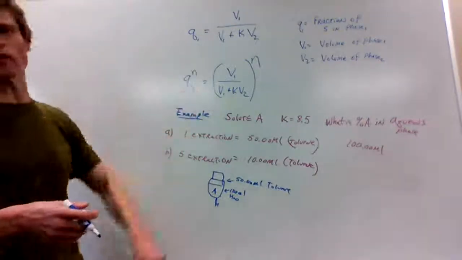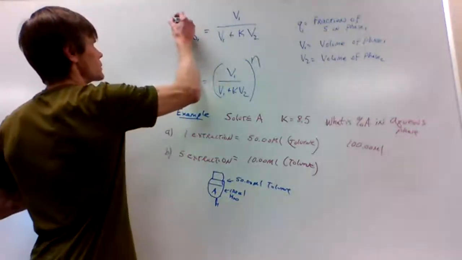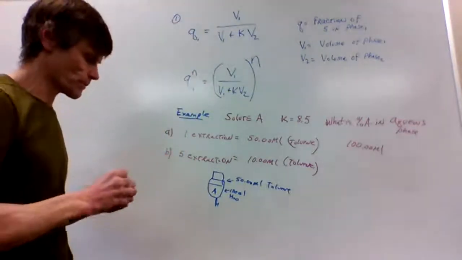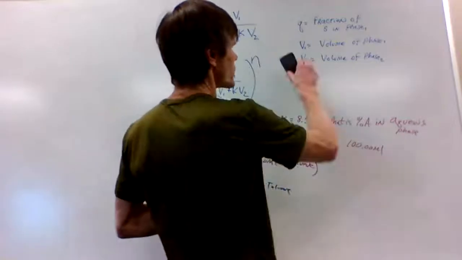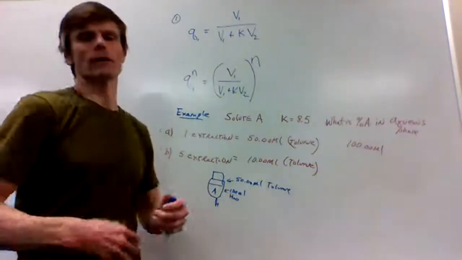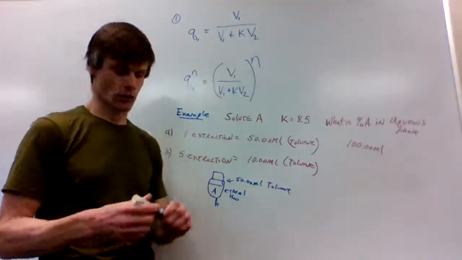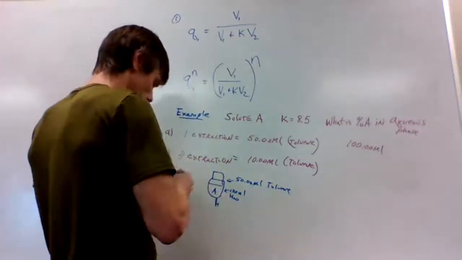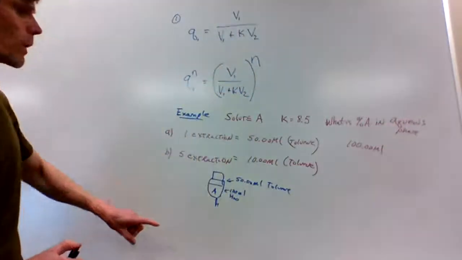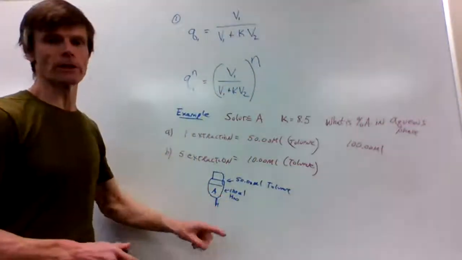And we're going to use equation 1 up here, this first equation, because all we're doing is a single extraction. And what we're going to calculate is the fraction that remains in water, and we'll convert that into a percentage. So let's look at the numbers that we have available to us. V1, well, that's the 100 milliliters of water.